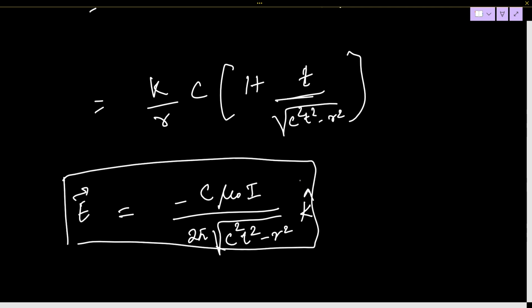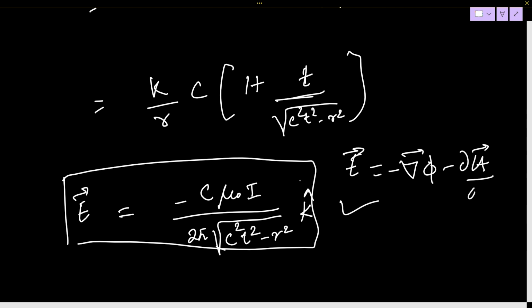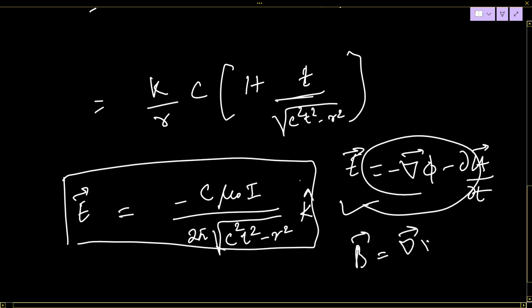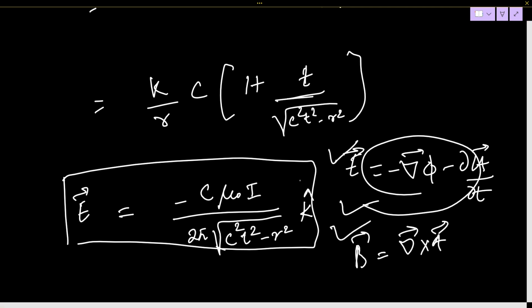Got it. So what we simply have to do is put the Coulomb gauge: E = −∇φ − ∂A/∂t. This is for E. What is for B? B is simply B = ∇ × A. E is this one, B is this one. This way we can solve these questions. Now, next question.